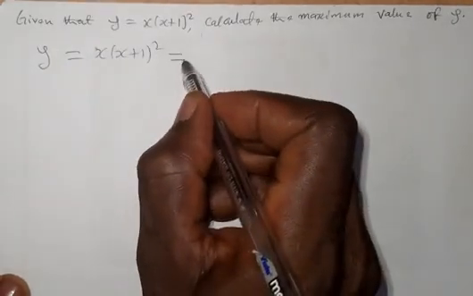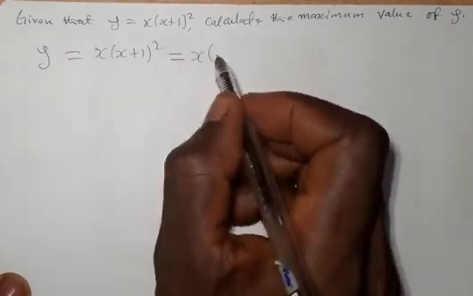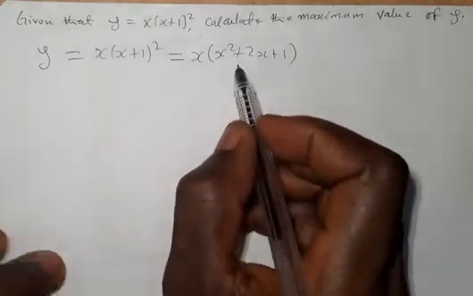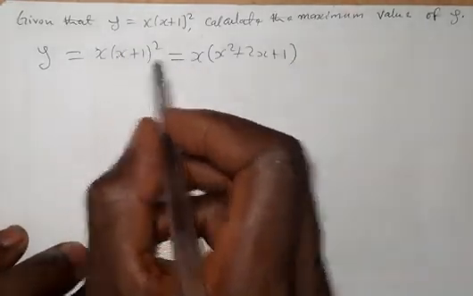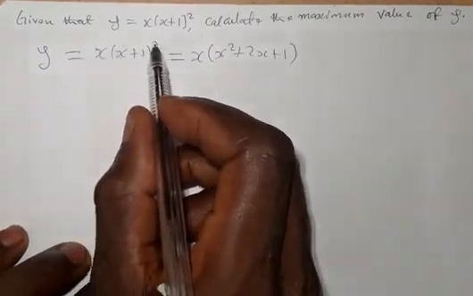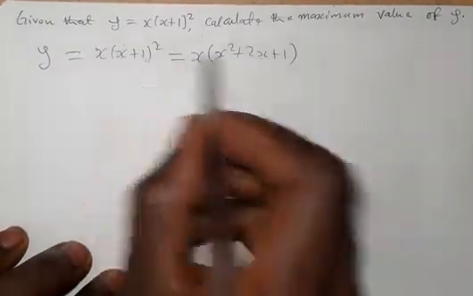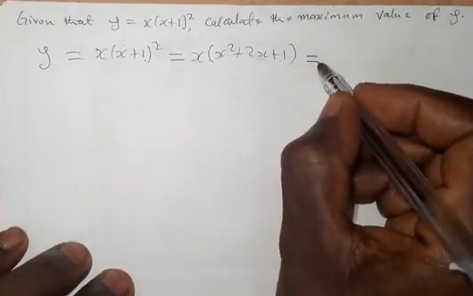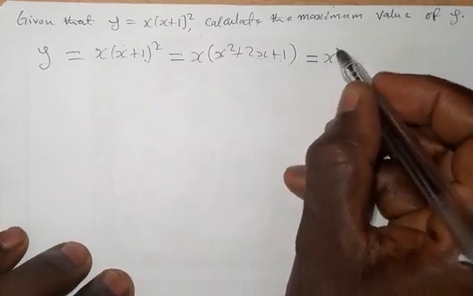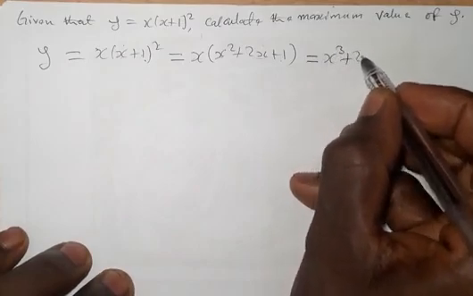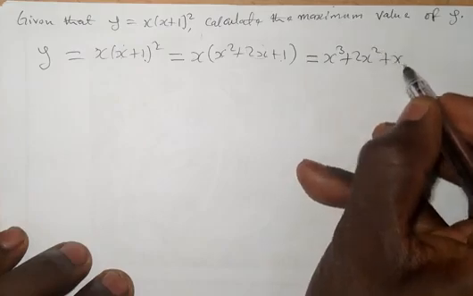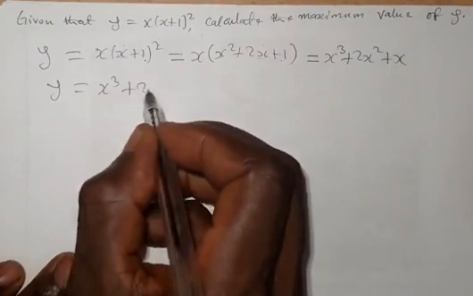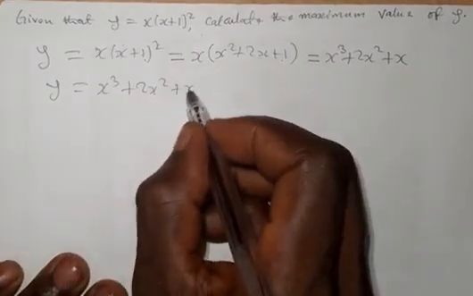When you expand this bracket, you will have x(x² + 2x + 1). How did I get this? You square x, which gives x², then 2 times the middle terms gives 2x, and you square 1 to give 1. So by implication, open that bracket by expanding. This will be x³ + 2x² + x. It means that y = x³ + 2x² + x.